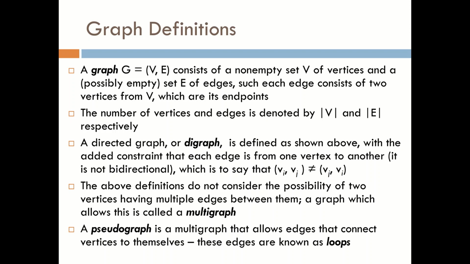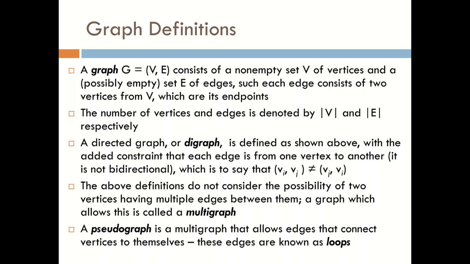So what's a graph? A graph is a tuple (V, E) consisting of a non-empty set of vertices. So you must have at least one vertex to have a graph. But the set of edges E can in fact be empty. And obviously edges connect two different vertices from V, and those are known as the endpoints of the edges. So the number of vertices is the cardinality of V. The number of edges is the cardinality of capital E. So capital V and capital E are the sets of vertices and edges respectively.